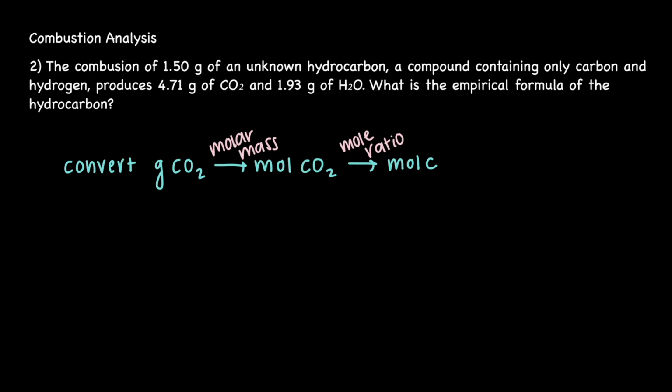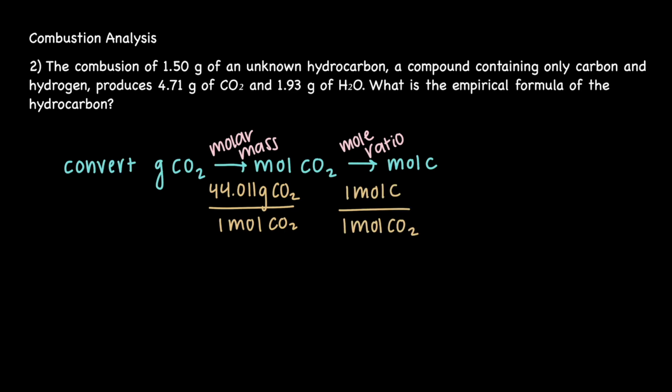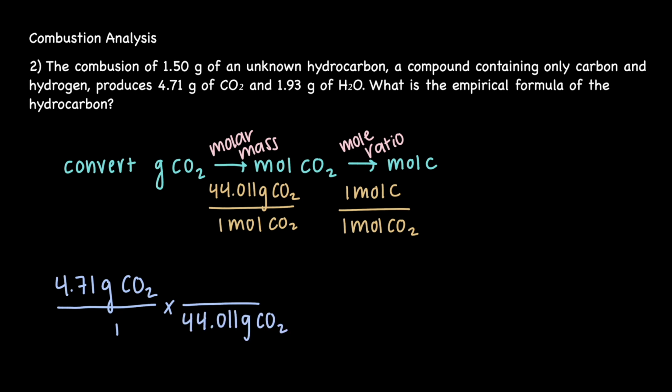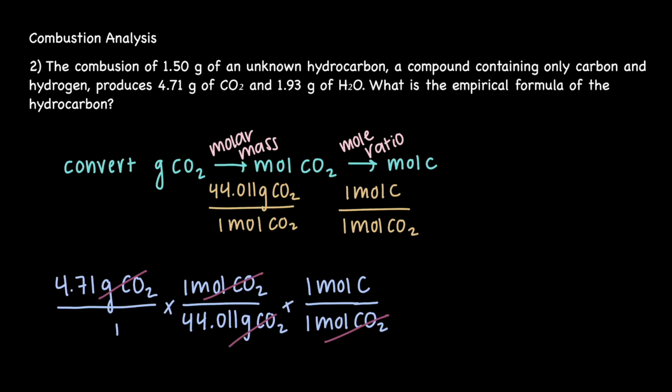to moles of C. The molar mass for CO2 will be 44.011 grams of CO2 for every 1 mole of CO2. The mole ratio will be 1 mole of carbon for every 1 mole of CO2. Setting up all units to cancel, we start with 4.71 grams of CO2 over 1. In the next fraction, 44.011 grams of CO2 goes on the bottom and 1 mole of CO2 on the top. In the next fraction, 1 mole of CO2 goes on the bottom and 1 mole of carbon on the top. All units cancel and we are left with moles of carbon, and we get 0.107 moles of carbon.